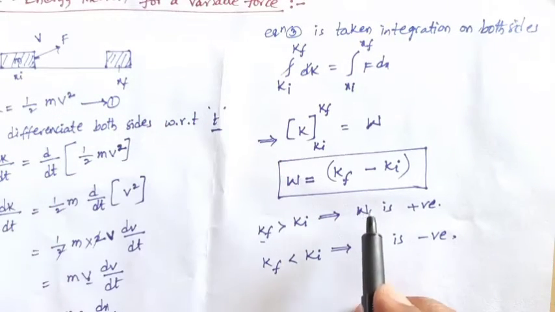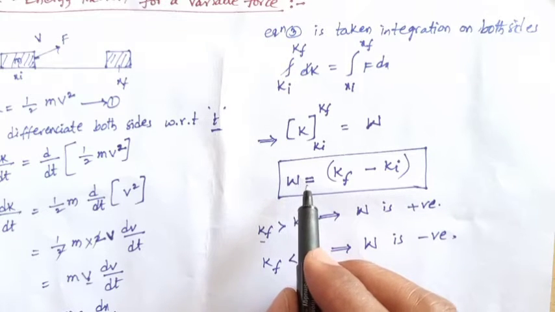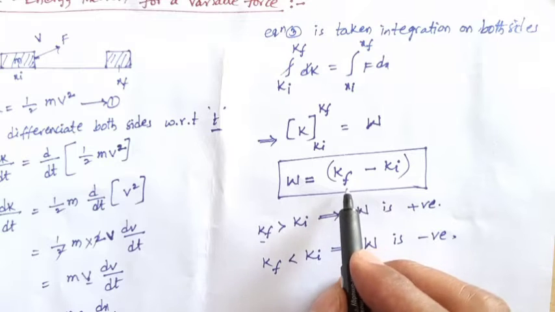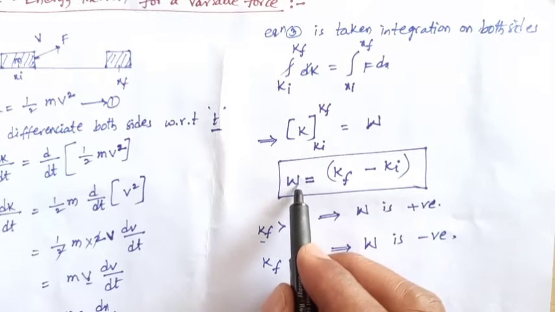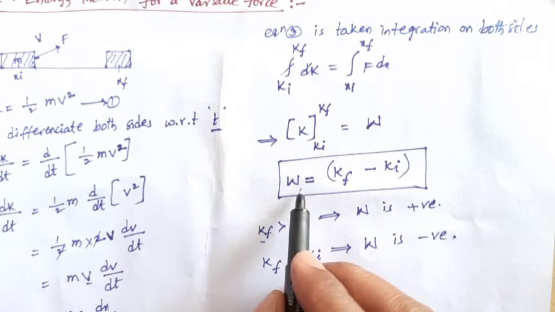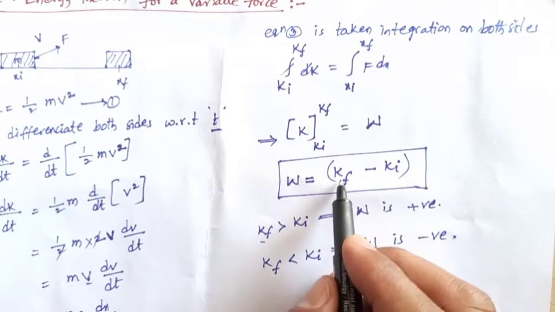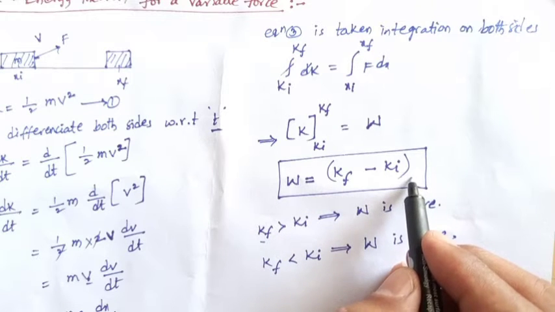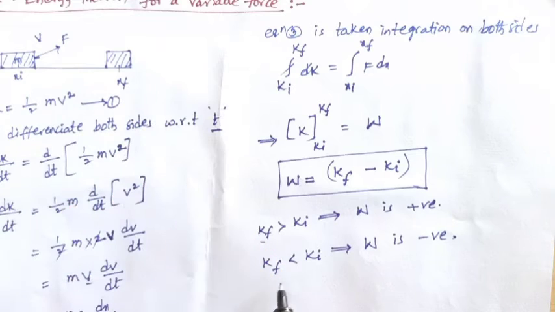For the work-energy theorem for a variable force, the work done is the change in kinetic energy. So work done W equals the change in kinetic energy, the final kinetic energy minus the initial kinetic energy. So this is the work-energy theorem for the variable force.